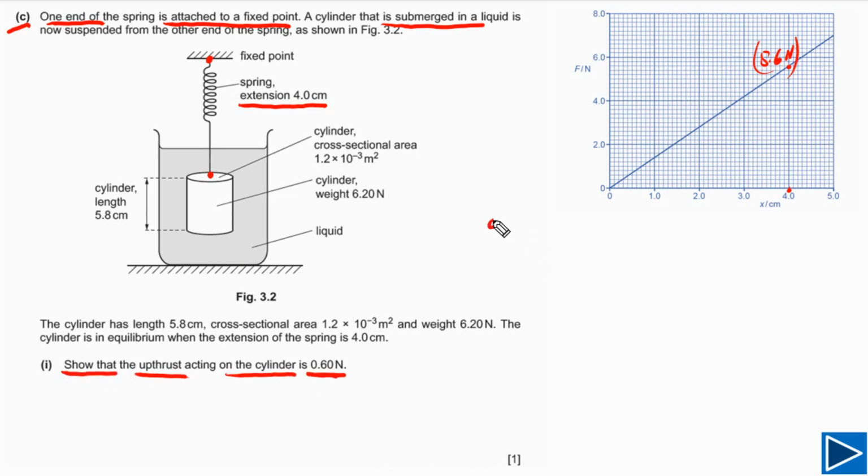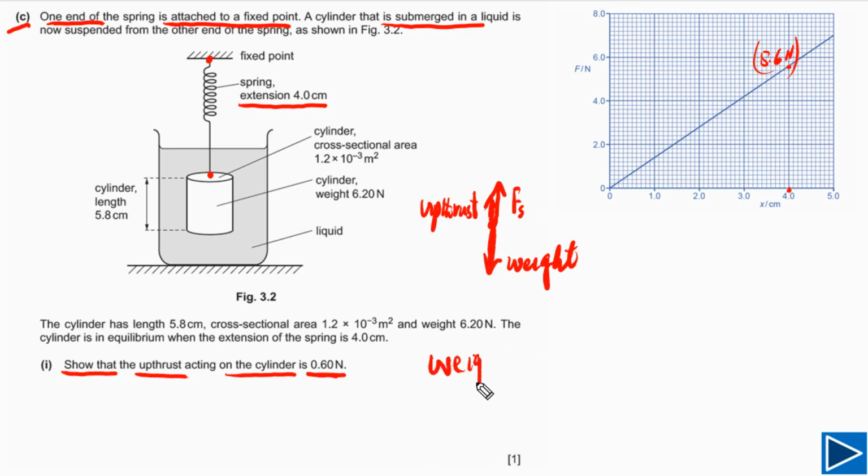First of all, let's try to understand the forces acting on this cylinder. The one force acting on this cylinder downwards, this force is weight, and there are two forces acting on the cylinder upwards. One force is the spring force, we can say this is Fs, and the other force acting on this cylinder is upthrust. So this is free body diagram for the cylinder.